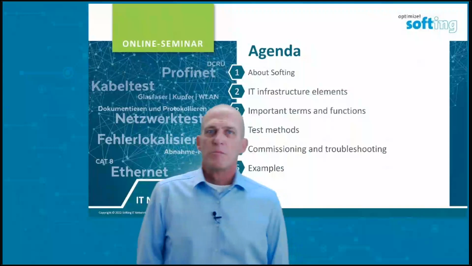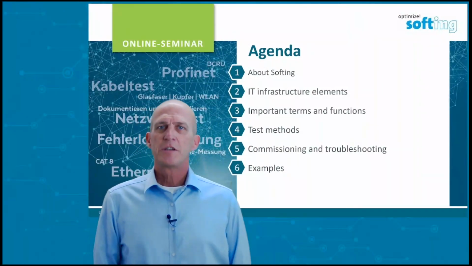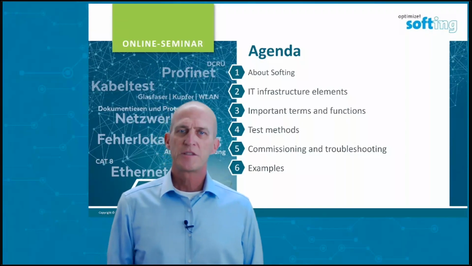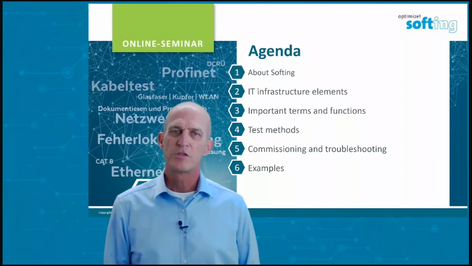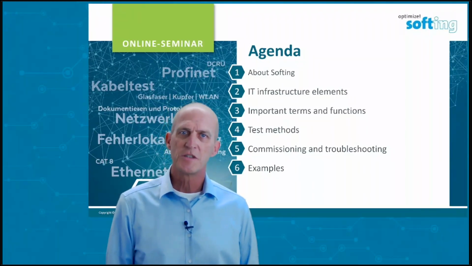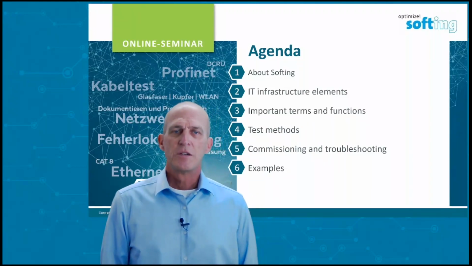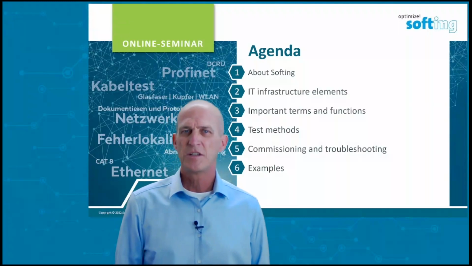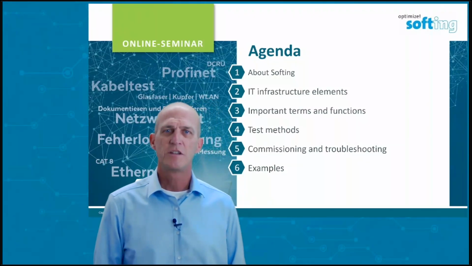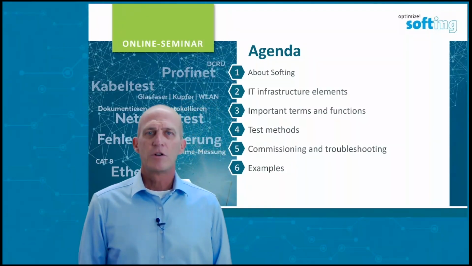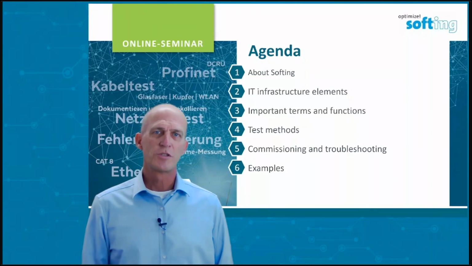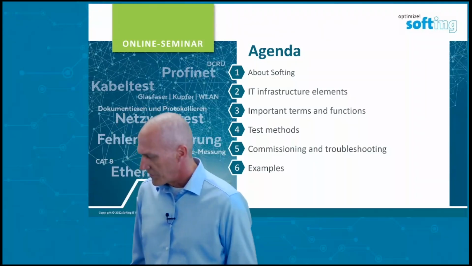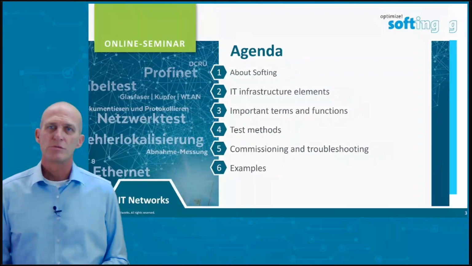I'll tell you a little bit about Softing. Then we talk a little bit about infrastructure elements. Then important terms and functions in Ethernet networks. We talk about test methods, how you can test Ethernet networks, what you can test in Ethernet networks. And then we also talk about commissioning and troubleshooting networks and have some examples for that. So let's go into the details.